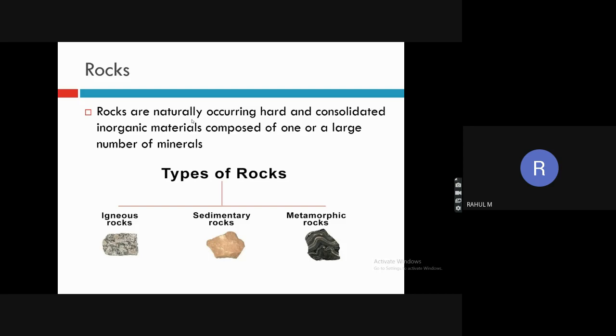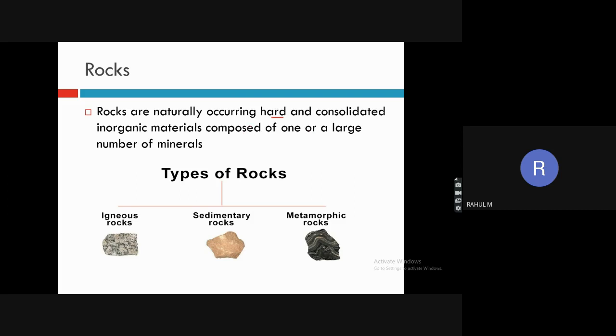Right. So it is actually rock. I don't need to specifically explain what a rock is. So we can define it like this. It is naturally occurring, right? Obviously it is naturally occurring. And again, it is a hard and consolidated inorganic material. Okay, it's an inorganic material, and the composition. Okay, only when I say three things will it be complete.